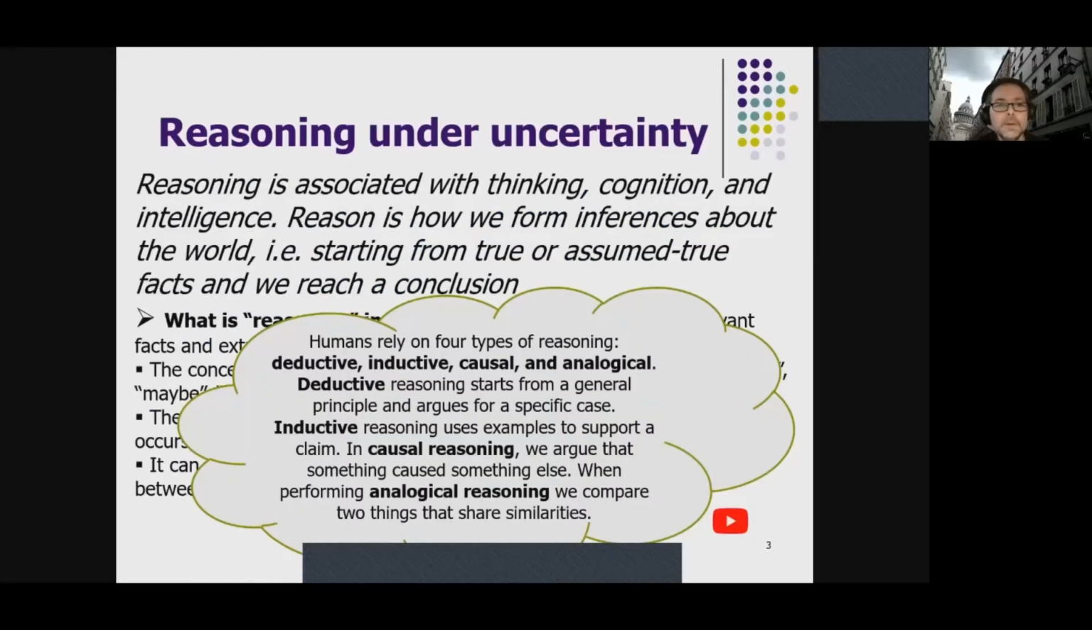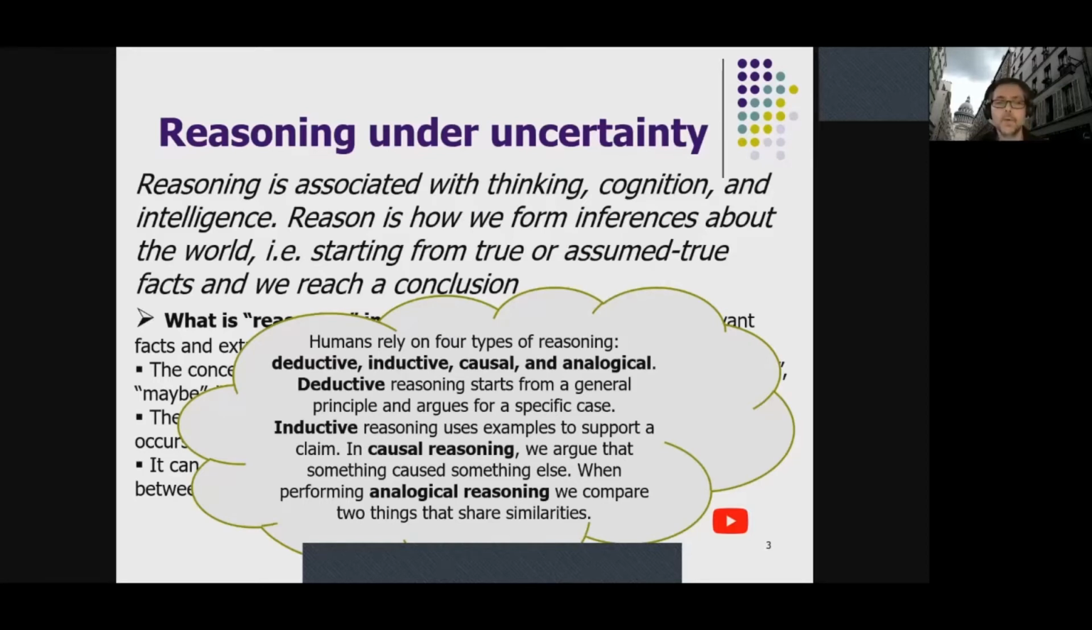So what is reasoning? Reasoning is a high-level process associated with thinking, cognition, and intelligence in humans. It's a process that we use when we form inferences about the world. So we start from something which is believed to be true, or some hypothesis about some fact that we're making, and we combine the information and we reach a conclusion.